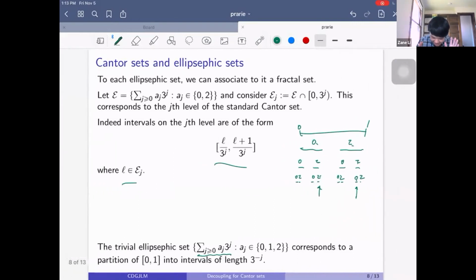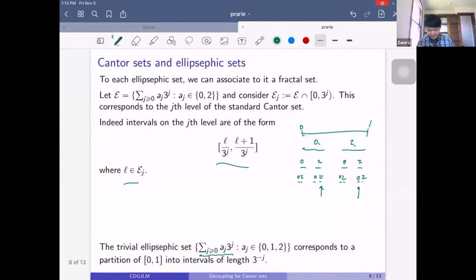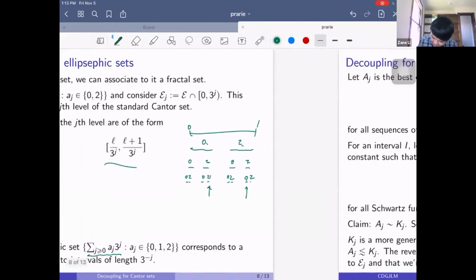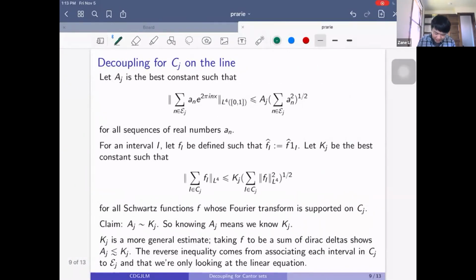Okay, so that's how ellipsephic sets involve Cantor sets. And now let's talk about decoupling for Cantor sets. Here we've already defined A_J. A_J is the best constant that I can put in this inequality. In other words, A_J is the best constant that I can put here. So how much does it cost to have square root cancellation?